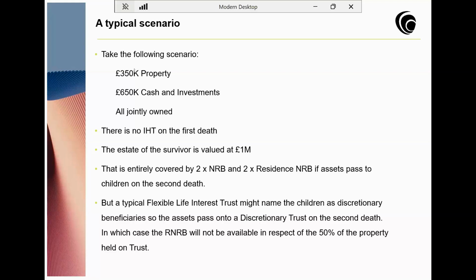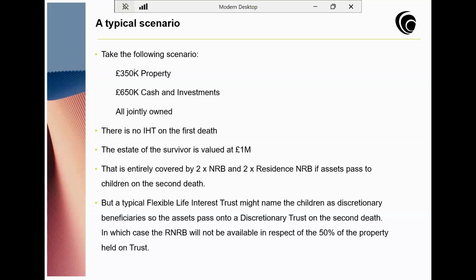Just one thing to watch out for, though, is this type of flexible life interest trust that sometimes these are referred to in wills may name the children only as discretionary beneficiaries, which means that the assets actually pass on to a discretionary trust on the second death.